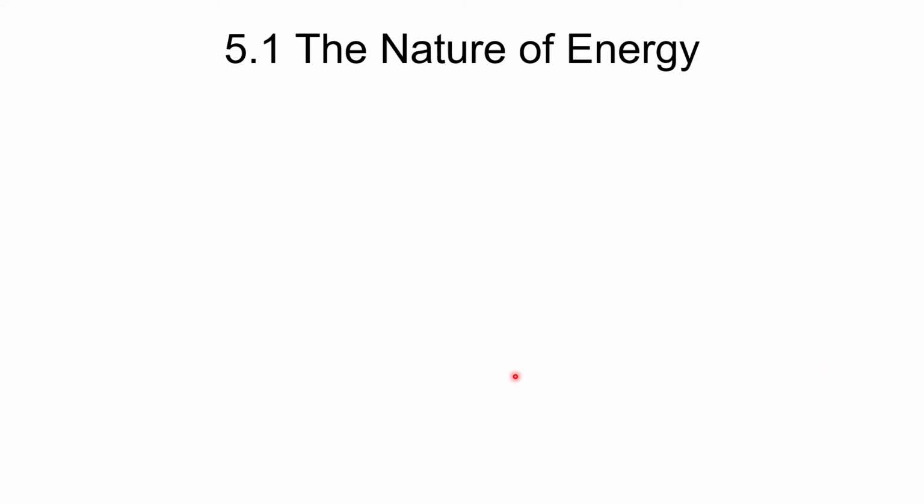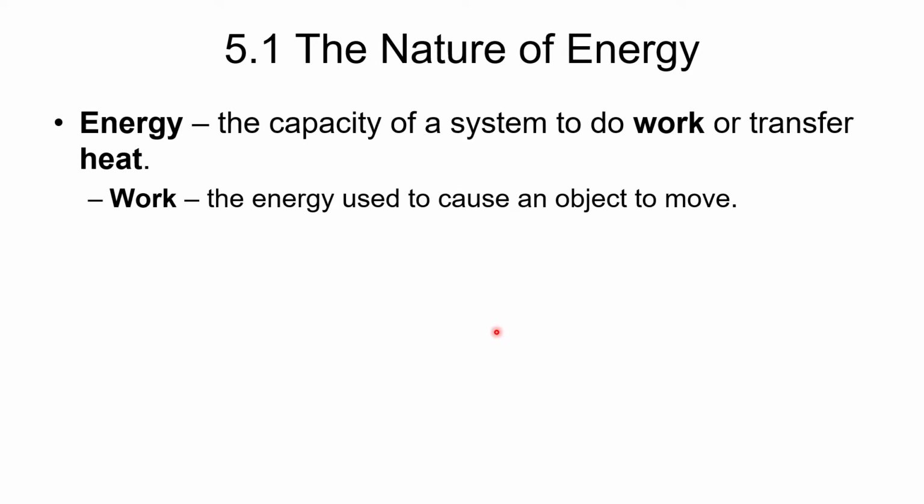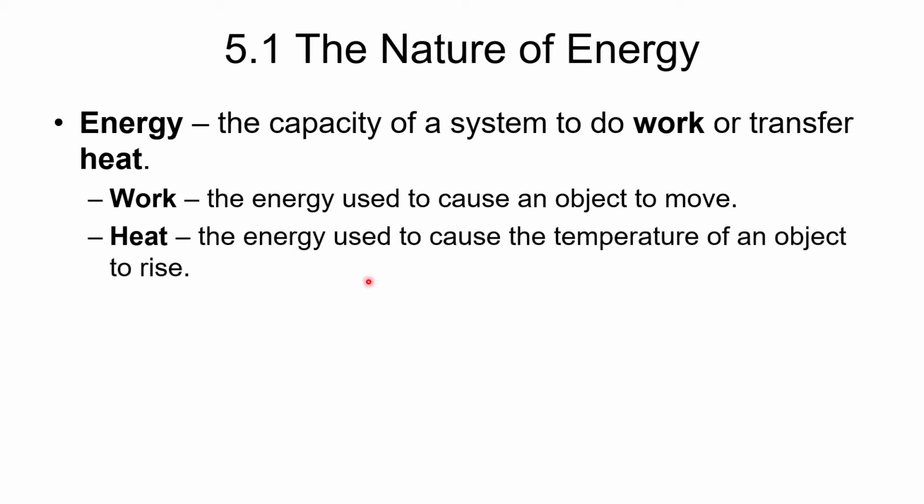So first of all, we want to look at the nature of energy. And so, as we mentioned, energy is the capacity of a system to do work or transfer heat. Again, that's just a definition that we can go with. Work is the energy used to cause an object to move. Whenever a force is applied to an object and that object moves some distance, work has been done on that object. Heat is the energy used to cause the temperature of an object to rise.